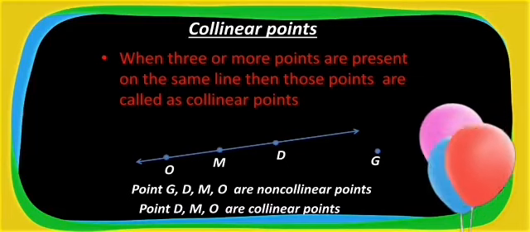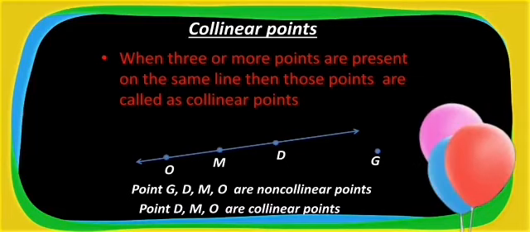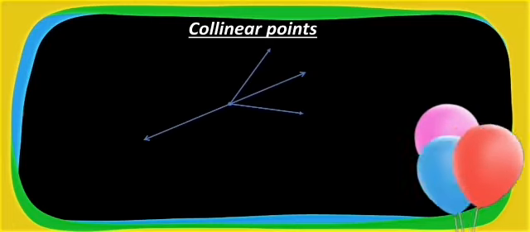So let's try to figure out its definition now. When 3 or more points are present on the same line, then those points are called collinear points. So which are those 3 points over here? D, M, O. Now let's give a try to some activity in this one.